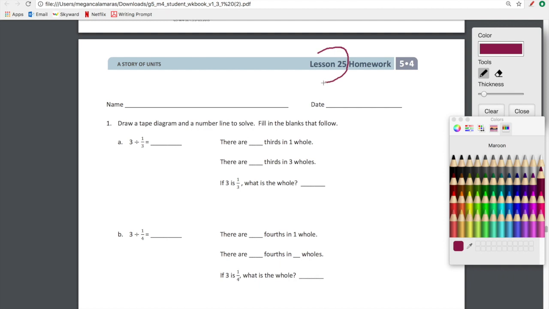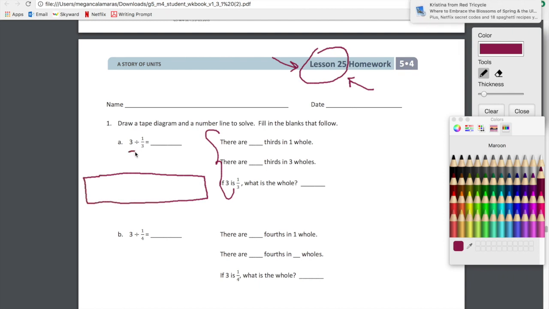Do you guys remember lesson 25? We are definitely going to have some problems from lesson 25 in our celebration of learning. We had a lot of fun with this. I think once we got warmed up, this made a lot of sense to all of us. I really loved how we had to think about how many thirds make up a whole and how many thirds make up more than a whole. So in our celebration of learning, you are going to divide a whole number by a fraction and support that answer with a model. So let's remind ourselves how we do that.